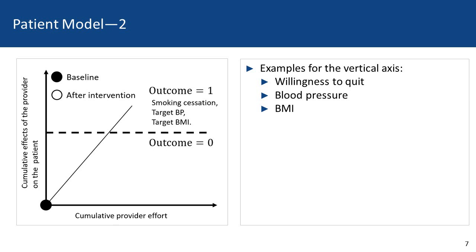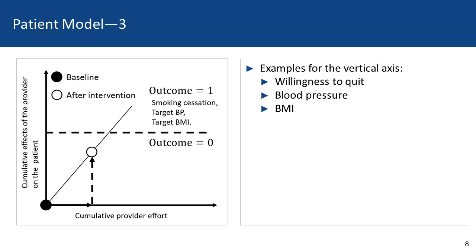Now we have the patient model itself. The simplest possible model for the patient is a straight line that starts at the origin. The meaning of the line is as follows. As we go in the horizontal direction, the provider is providing more effort towards helping the patient. As you go up this sloped line, the patient is making progress towards achieving the outcome.